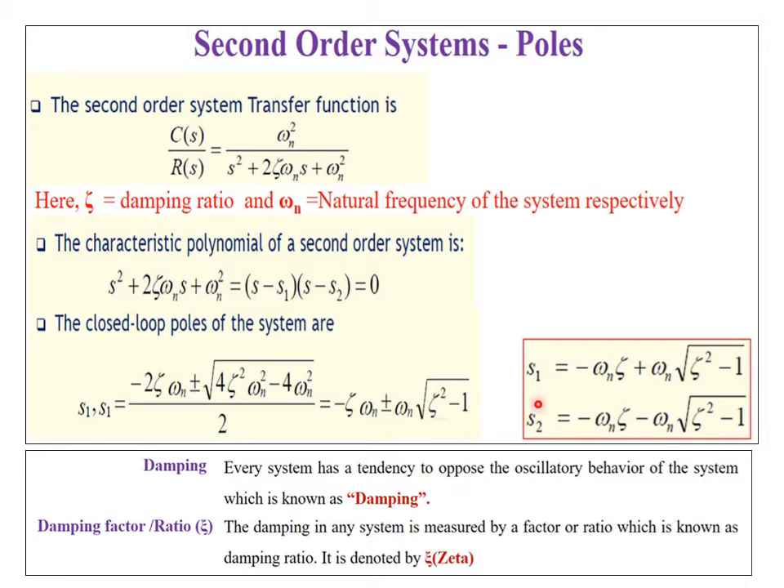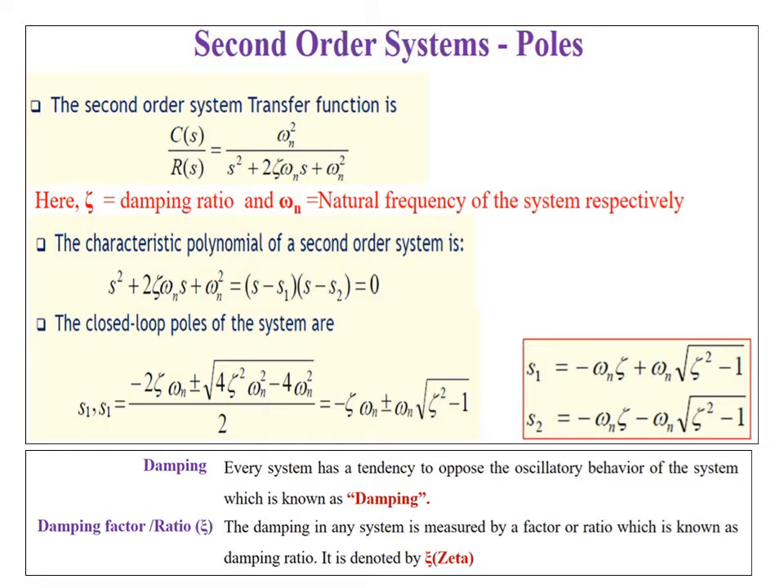So s1 will be equal to minus omega n zeta plus omega n under root zeta square minus 1, and the other root is the negative root. First one is the positive root, another one is the negative root. We can say these are called the poles of the system.